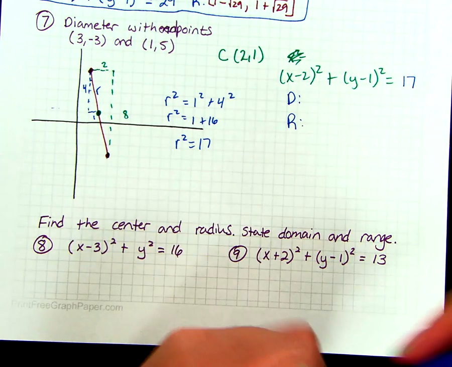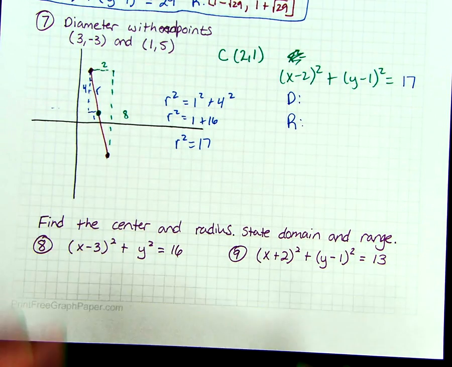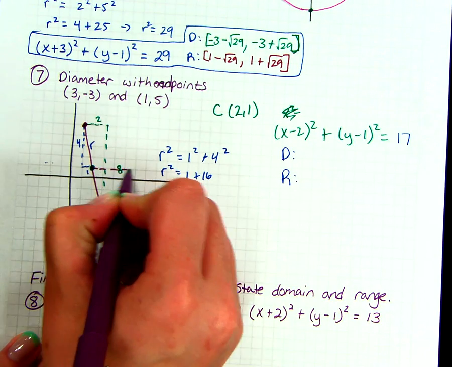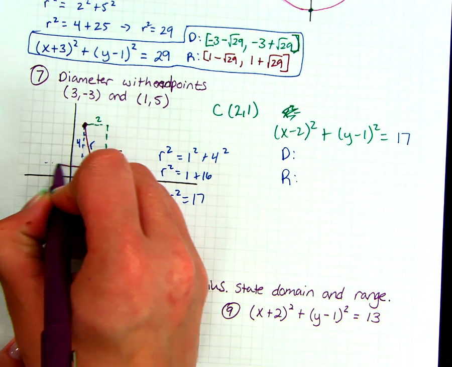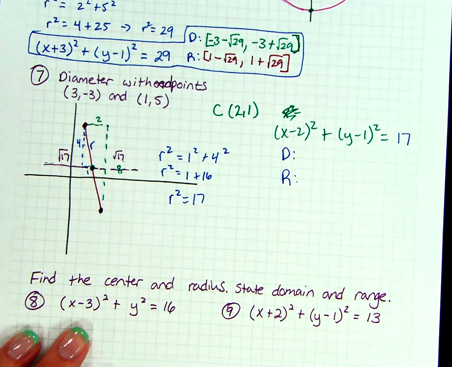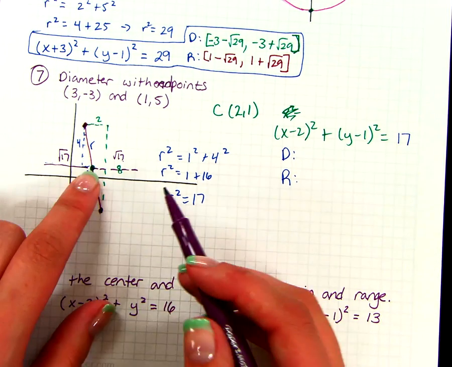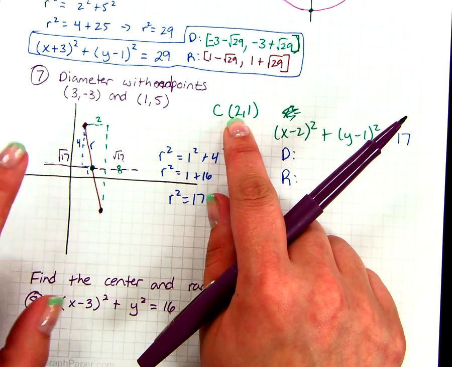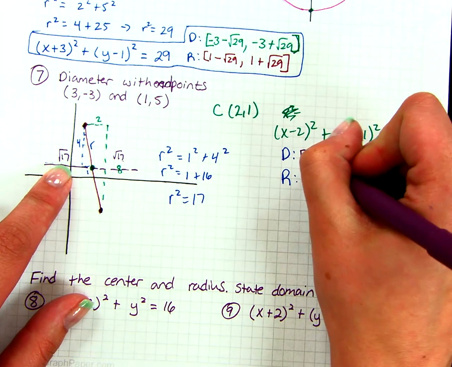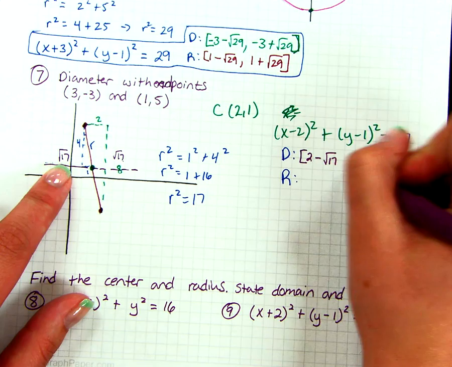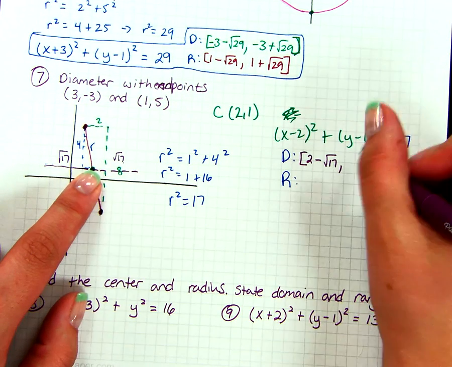So let me switch colors one more time here. So this direction, I'm going the square root of 17 from the center. This way I'm going, again, the square root of 17. So I don't know exactly how much that is, but I do know that I'm going to add and subtract that from my center point. So here's the center. So this one we would take 2 minus the square root of 17. Okay, so 2 minus square root of 17. And then to get this side, we would take 2 plus the square root of 17.